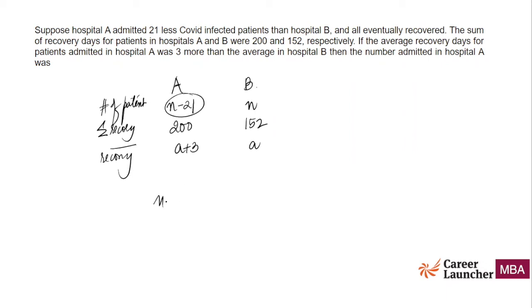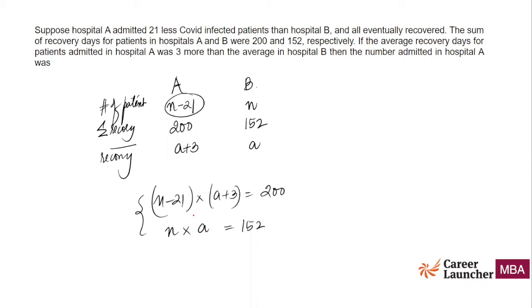Number of patients into average recovery is equal to total recovery for hospital A. And similarly for the B hospital, this is what we will have. So we have two variables in the product, sorry, two equations, and we do not have options to check. So of course we will have to solve this.